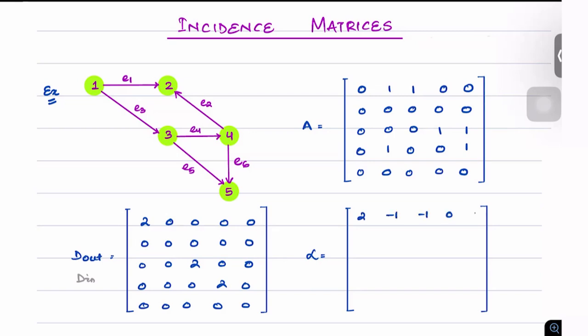-1, which is something we learned in the previous lecture. It is the out-degree matrix minus A, so that's how I'm filling in the entries. 2, -1, and -1. Node number 4, 0, 2, and -1, and again, this is all zeros.